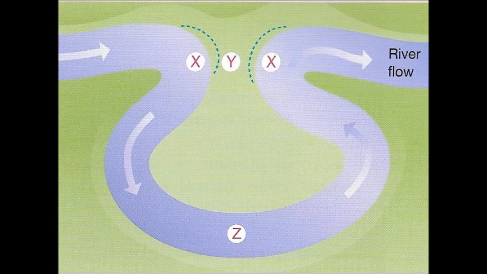Eventually the neck will be breached at point Y, which cuts off the meander to create an oxbow lake, which is point Z.